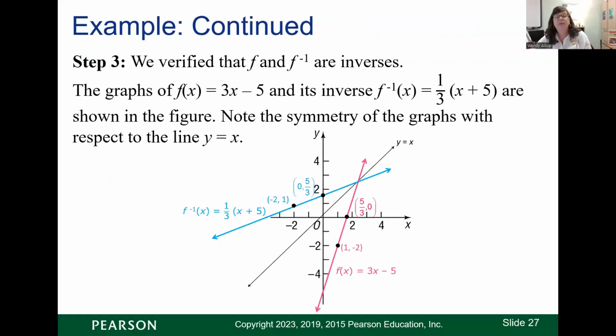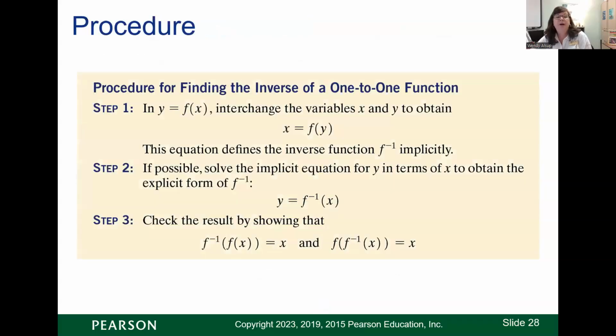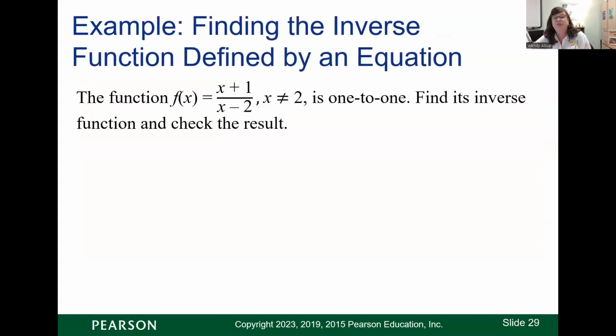And if you graph both of those lines, you would see that they reflect across the line y equals x. So the procedure for finding the inverse of a one-to-one function is you just flip your x's and your y's and you solve.